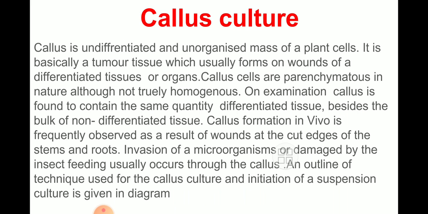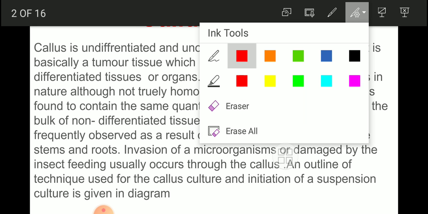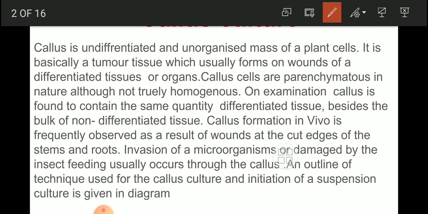Friends, callus is undifferentiated, a very interesting point you have to keep in mind. Callus is an undifferentiated, unorganized mass of plant cells. This definition you will always have to remember: an undifferentiated and unorganized mass of plant cells is known as a callus.